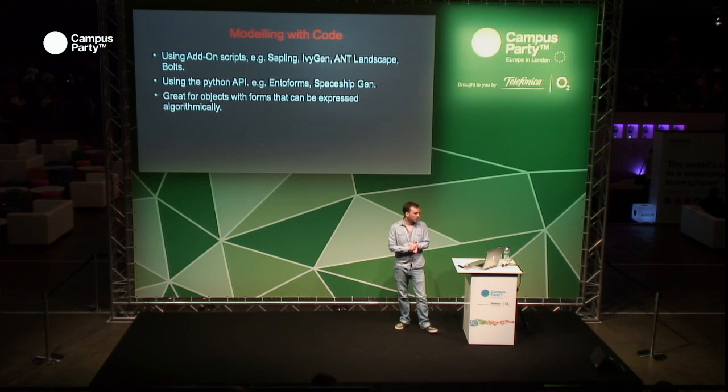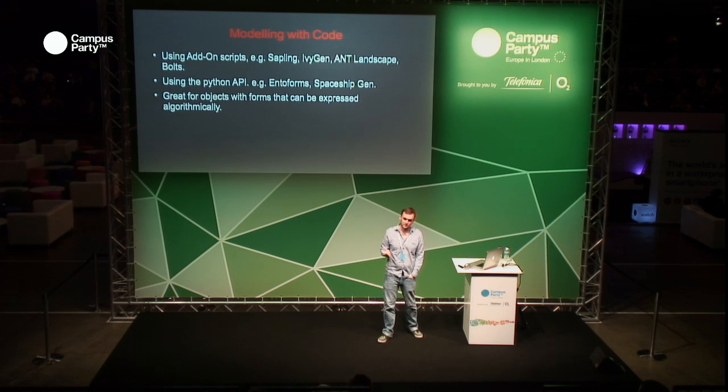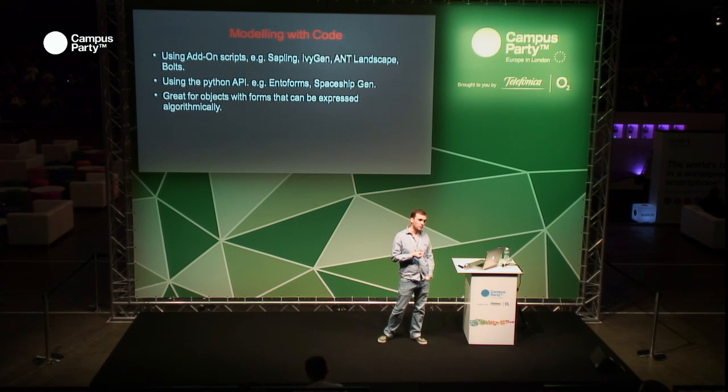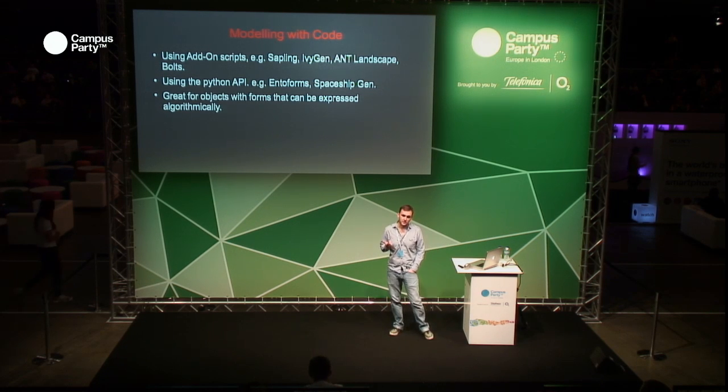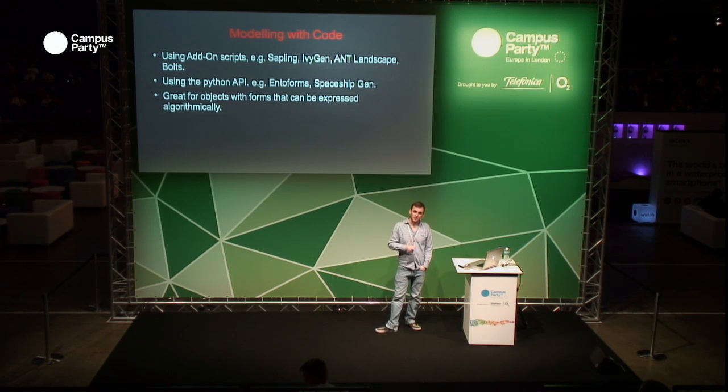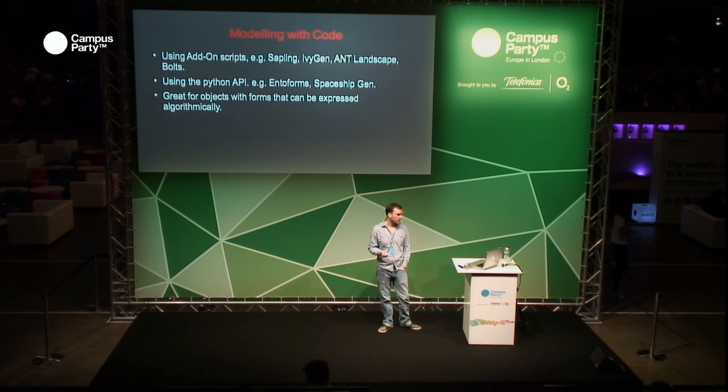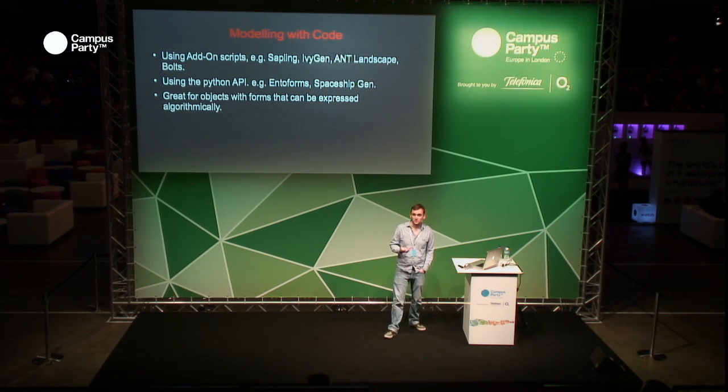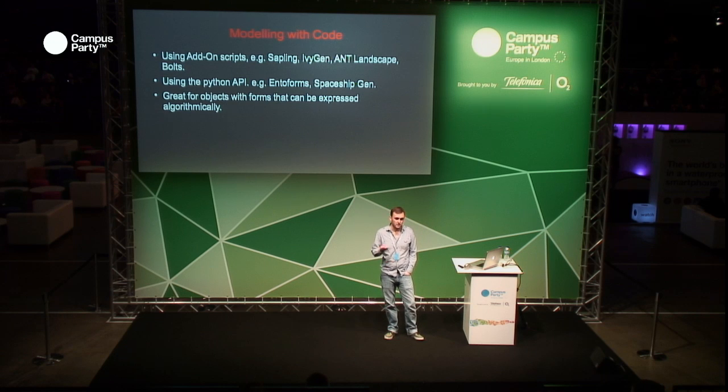Finally, let's talk about modeling with code. There's a whole brilliant back end to Blender which is built on Python that lets you get at anything you want. And people have already built some really great stuff with this. There's a whole bunch of add-on scripts that you can use without having to know any code because people have built user interfaces for them. Things like Sapling and IvyGen, which I'll talk about in a minute. Add-ons for creating procedural landscapes, terrain, things like that.